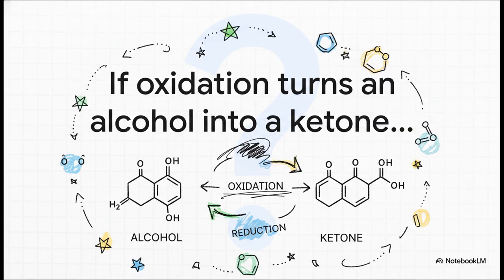And you see, this constant cycle, building up, breaking down, transforming and retransforming, that's what makes organic chemistry so incredibly powerful. And that question right there on the screen, what turns a ketone back into an alcohol? Well, that gets at the very heart of this idea. For almost every reaction, there's a way to go backwards.